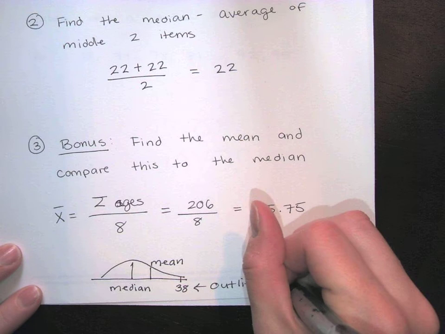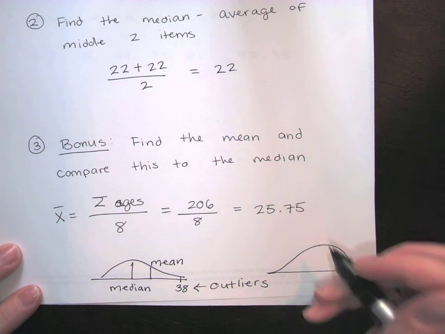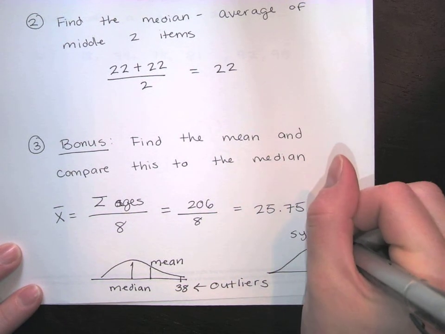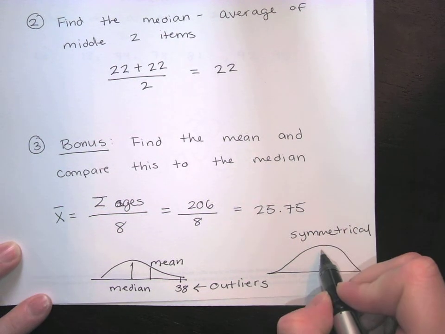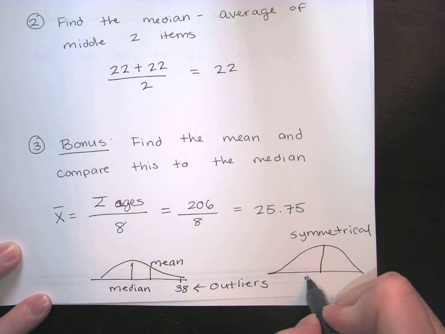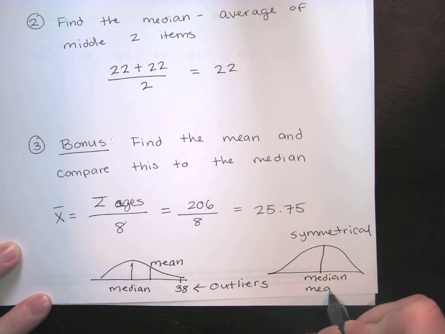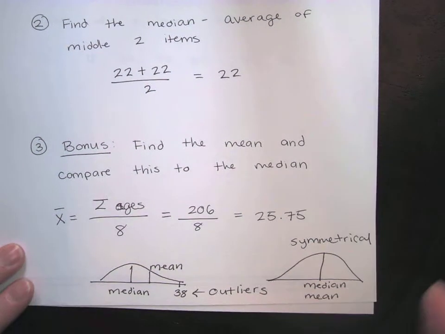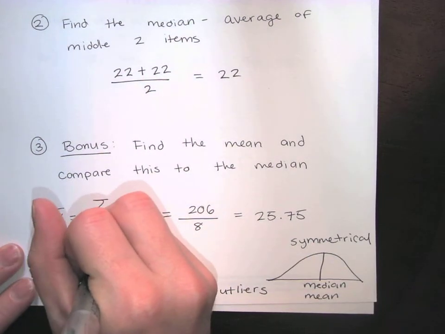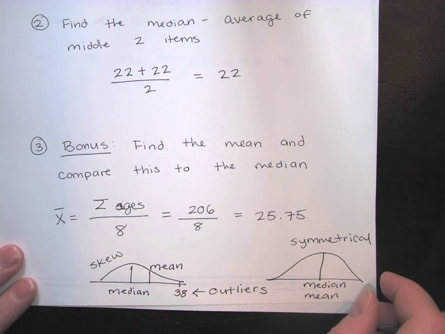If your data is normally distributed, meaning it's symmetrical, your mean and your median will be closer to on top of each other. We would call this skew if it's not symmetrical.